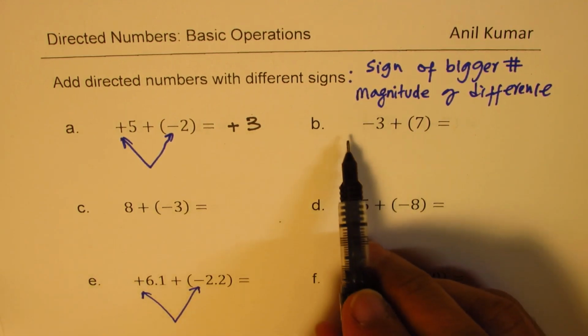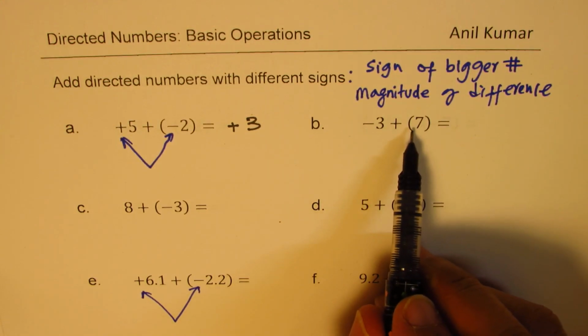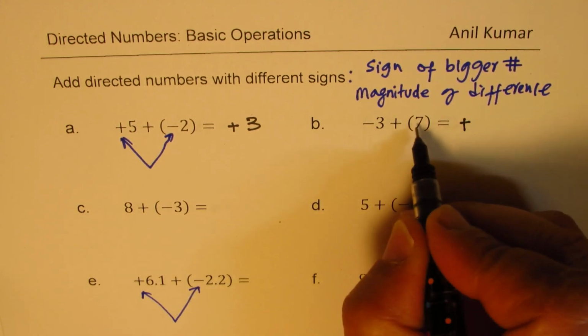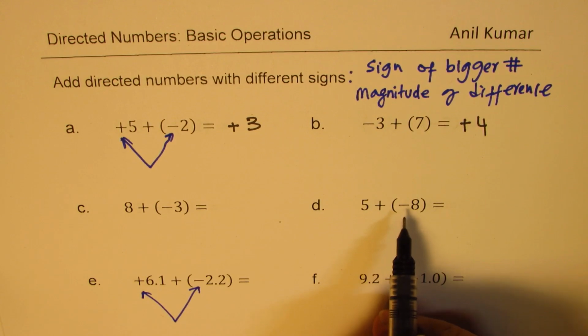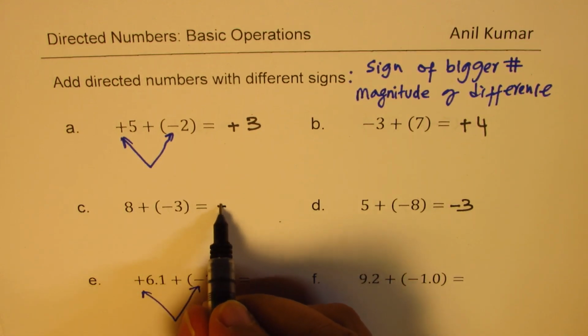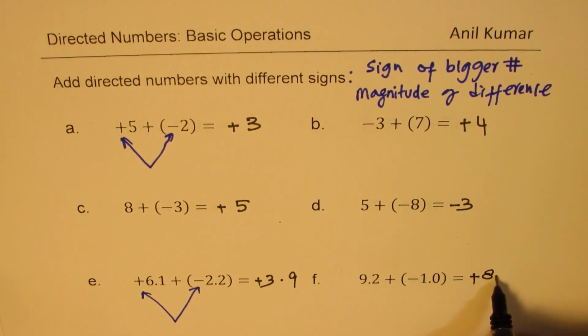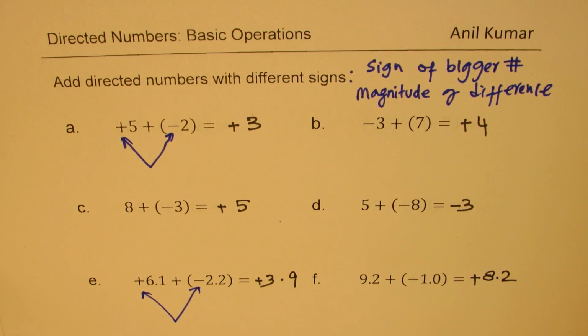So when you're doing minus 3 plus 7, now here you're adding two numbers with different signs, positive and negative. The bigger number is positive and 7 minus 3 is 4, correct? Here minus 8 and 5, the bigger number is negative and their difference is 3. In this case, the bigger number is positive and the difference is 5. Now here, the positive number is the bigger number, and we'll do the difference. We get 11 take away 2 is 9, we borrowed. So 5 take away 2 is 3. Now in this case also it is going to be positive. Take away 1.0, we get 8.2 as our answer. Is that clear to you, right?